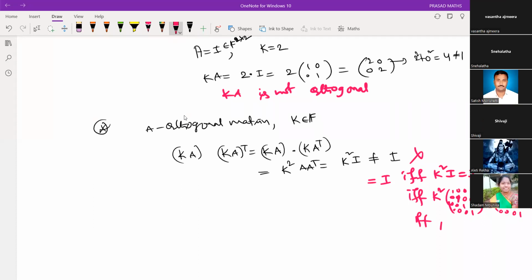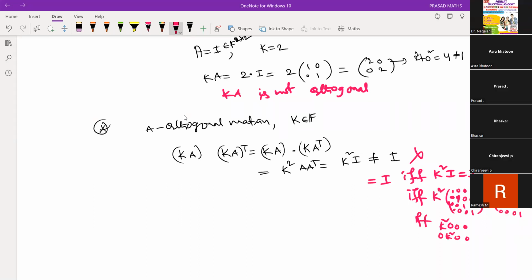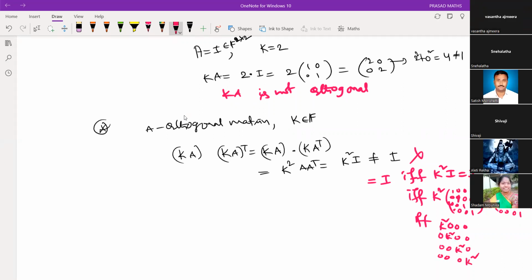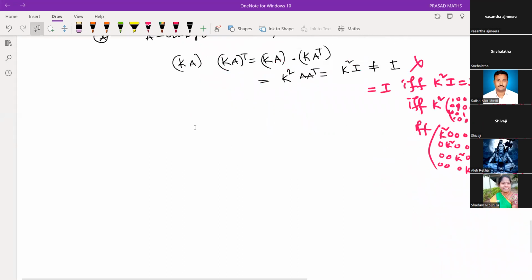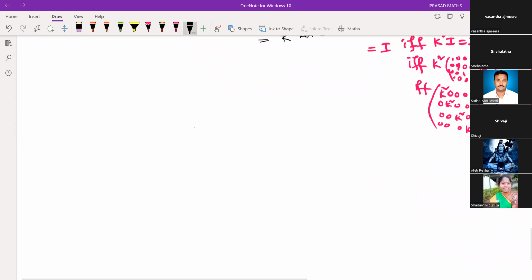What is this? K square, 0, 0, 0, 0, K square, 0, 0, 0, 0, K square, 0, 0, 0, 0, K square, equals the identity matrix: 1, 0, 0, 0, 0, 1, 0, 0, 0, 0, 1, 0, 0, 0, 0, 1. Therefore, two matrices are equal only if the corresponding elements are the same. What is the first 1,1 entry? K square equals 1.